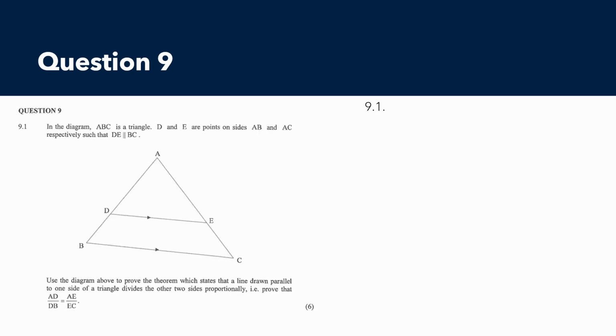Question 9. This is a problem where we have to prove a theorem, and we've already proved this theorem in our introductory lesson, in our theory lesson. If you've missed that, please go back and watch it. It will be very helpful. We've proved this exact theorem, the very exact same steps, the exam style. Please go back and watch that. We've proved it the exact same way, and I'm not going to do it again here. Just go and watch the previous video.